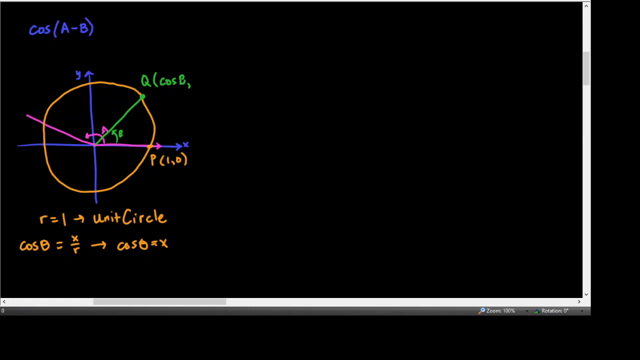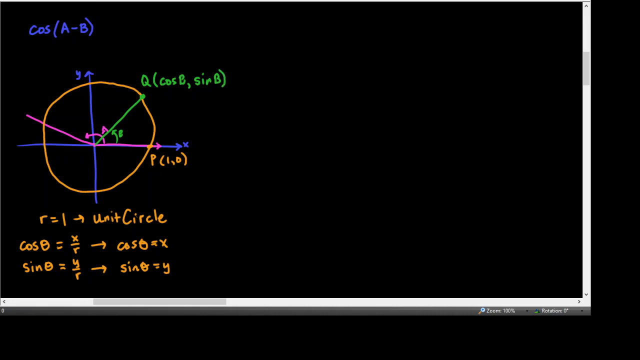Okay, so what's the definition of sine of theta in terms of x's and y's and r's? Well, it's y over r, and if we have a unit circle, meaning the radius is 1, that simplifies to be y over 1, which is simply y. So that means that the sine of the angle in a unit circle is the y-coordinate of that point. So that means that the y-coordinate of point Q is the sine of the angle B.